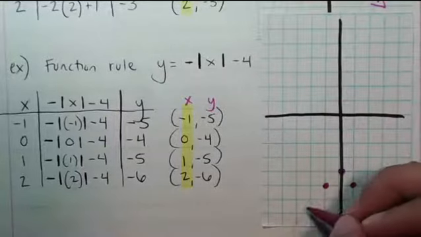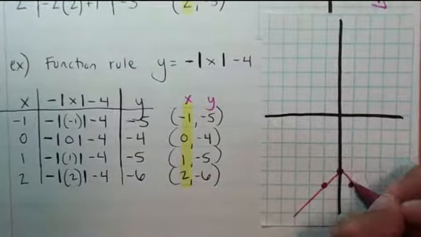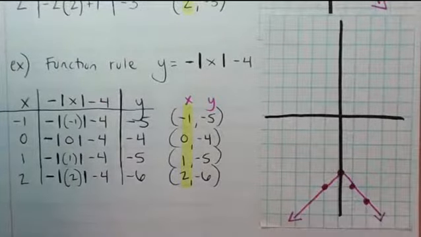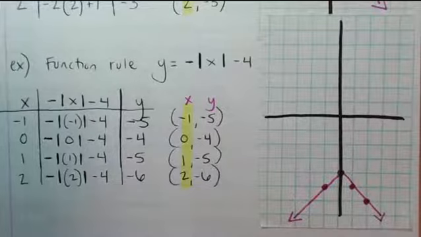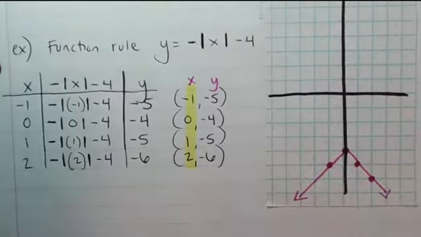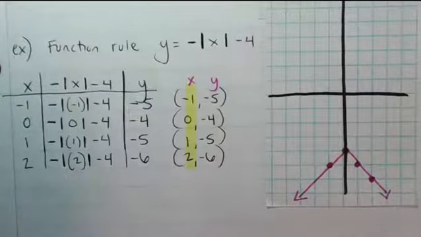Now, if I connect those, it makes a graph that looks like this. Is that linear? No, it's not, because remember, it changes direction, so this would not be considered linear.